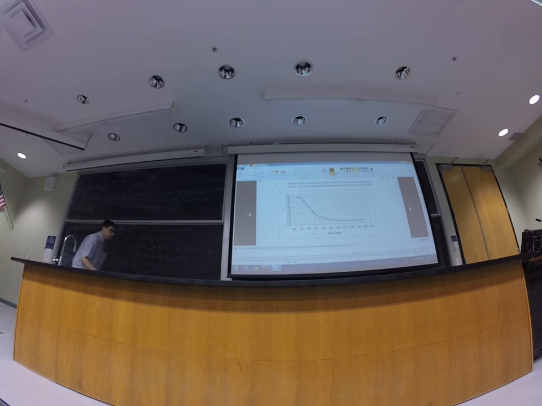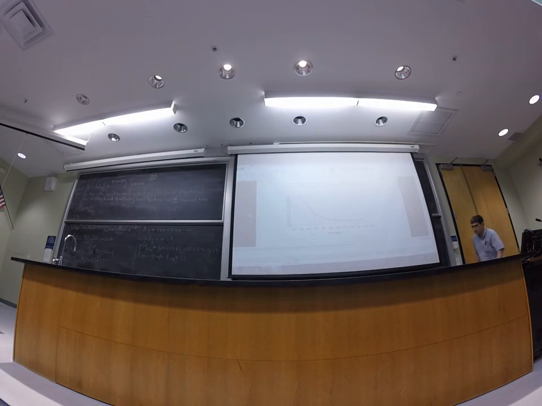So K is plus 0.25. Tau we found is 17. Delay is 6. That's nice.